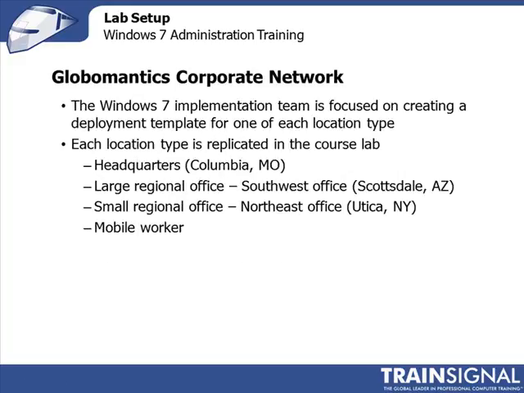The GlobalMantix Windows 7 implementation team is going to focus on creating deployment templates for one of each location type that the company has. The company is broken down into basically four types of units. Headquarters, which is a unique unit, is located in Columbia, Missouri. The large regional office template that we're going to create is based on the Southwest office located in Scottsdale, Arizona. The small regional office template will be based on the Northeast office that's located in Utica, New York.